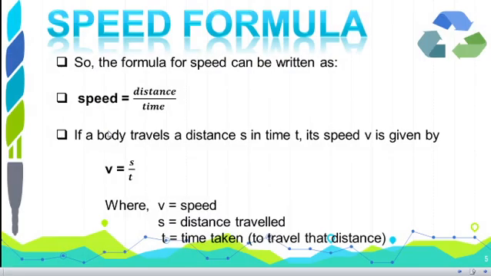Speed formula. The formula for speed can be written as speed is equal to distance divided by time. If a body travels a distance s in time t, its speed v is given by v is equal to s by t, where v is the speed, s is the distance traveled, and t is the time taken to travel the distance.